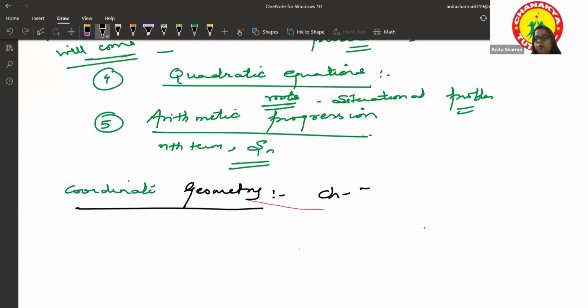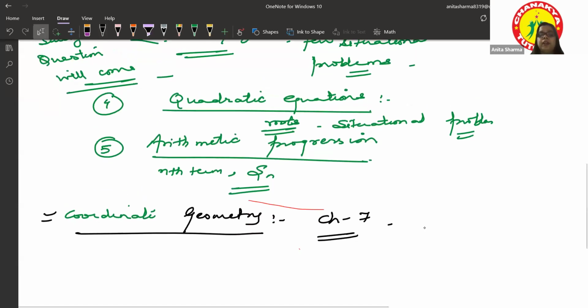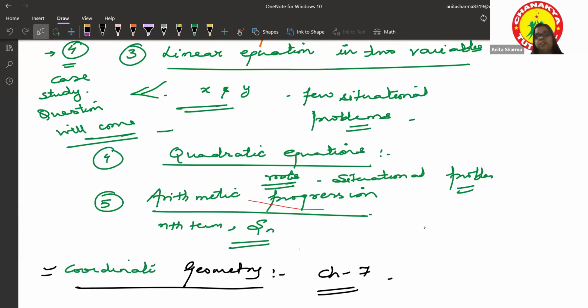That is your chapter 7, coordinate geometry. In coordinate geometry, they will ask you to show that the given coordinates are the vertices of which quadrilateral, like a square or rectangle, or the vertices of a triangle: isosceles, scalene, or equilateral. And they can ask you to find the coordinate of that point which is equidistant from the given 2 points. So these type of questions will be asked.